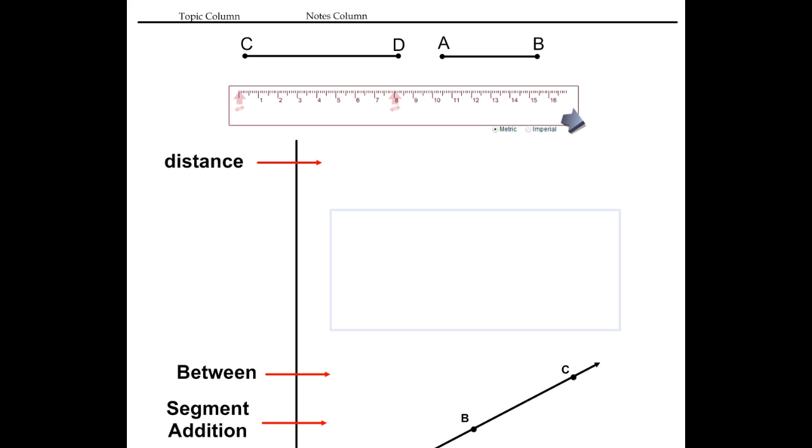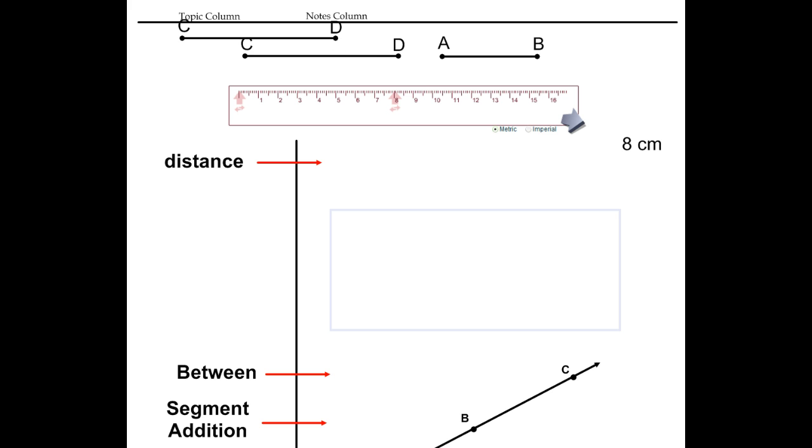All right, so let's talk about distance. Now, distance is how far from one point to another you are going. Let's look at a couple things here. If I go the distance from C to D, all you have to do is take 8 minus 0, and 8 minus 0 is 8, right? So that's 8 centimeters away.